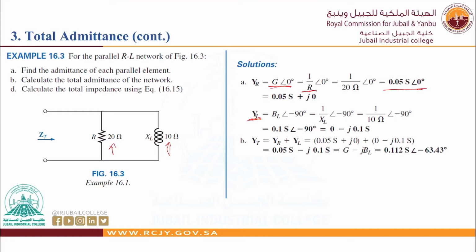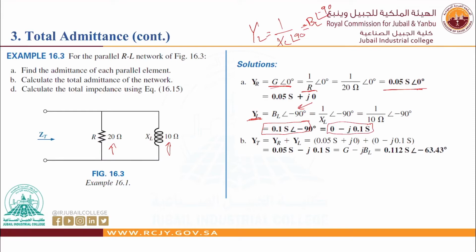Now we know why minus 90, because YL is equal to 1 over XL, with XL of course having angle 90, right? So it will be BL with angle minus 90. That's why we have here minus يا شباب. So 1 over XL with angle minus 90 is the answer in polar form, and this is the answer in rectangular form.